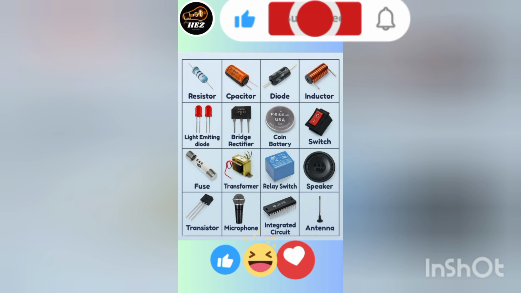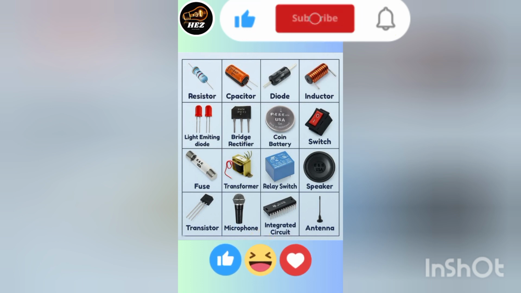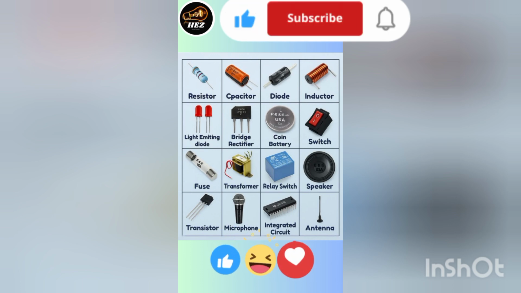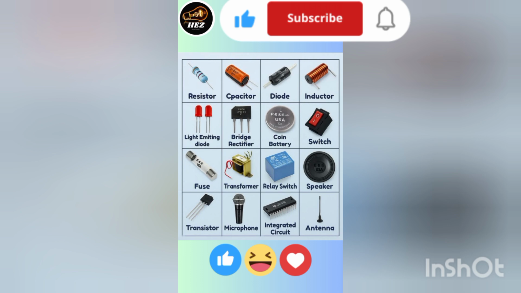Today we're learning about some basic electronic components. First, we have the resistor, which controls the flow of current. Next is the capacitor, which stores electrical energy. Then comes the diode, allowing current to flow in one direction only. An inductor stores energy in a magnetic field.